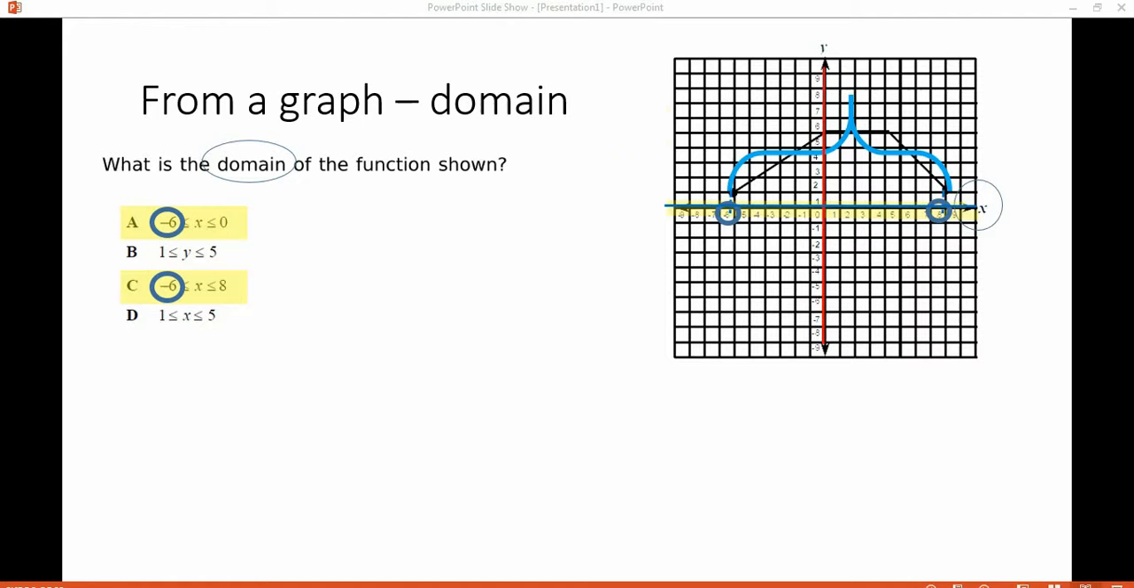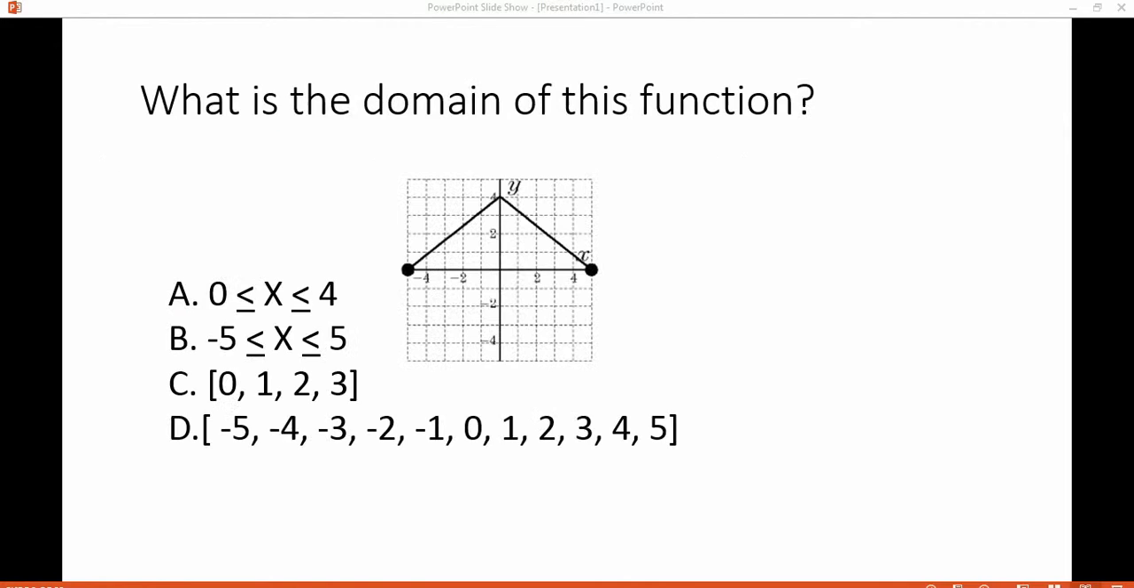8 is where my function ends. There's no x coordinates that go past this 8, and because of that, 8 is the last number in my domain. Therefore, my answer is choice C. Try this one on your own.